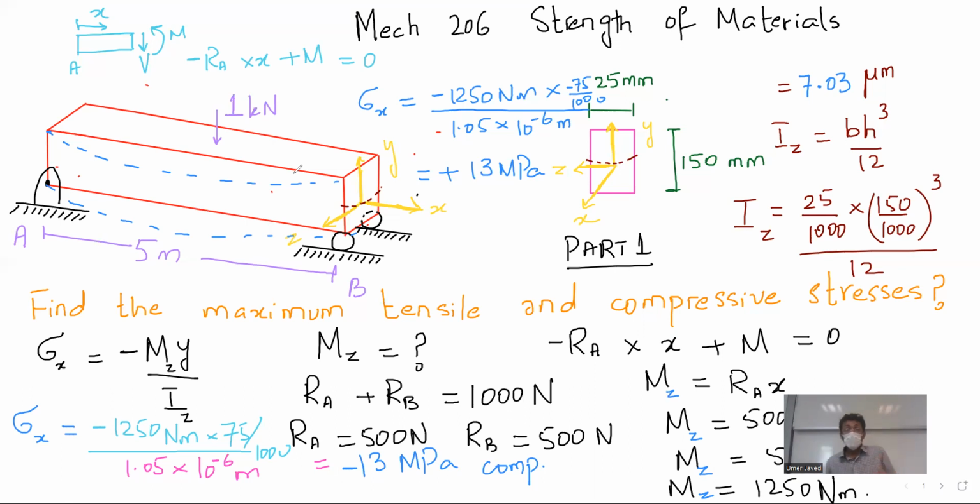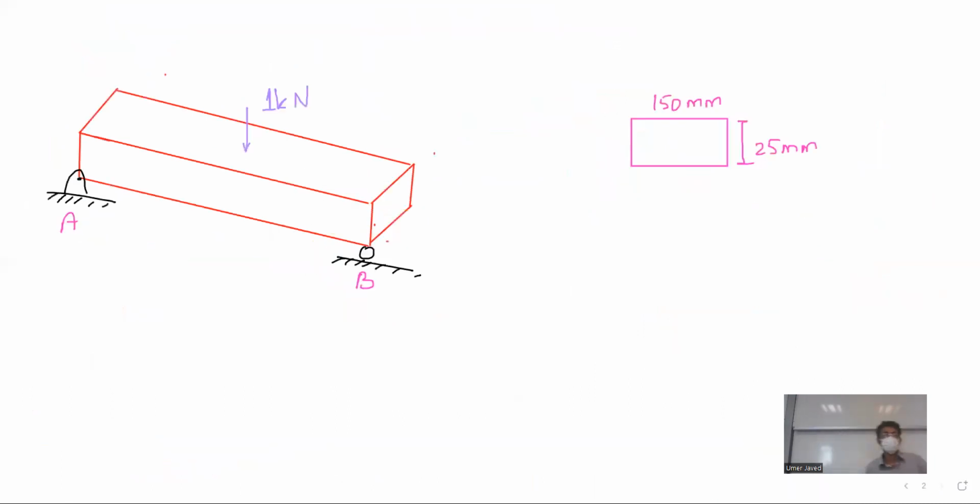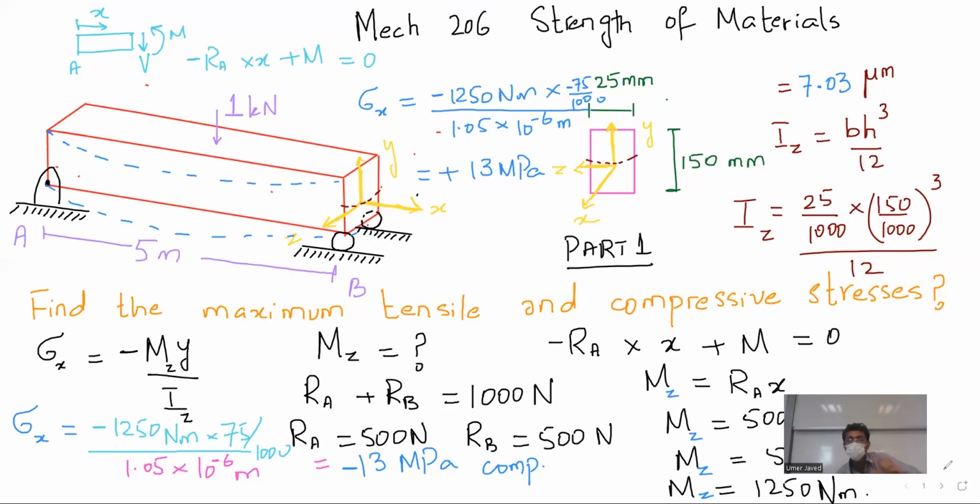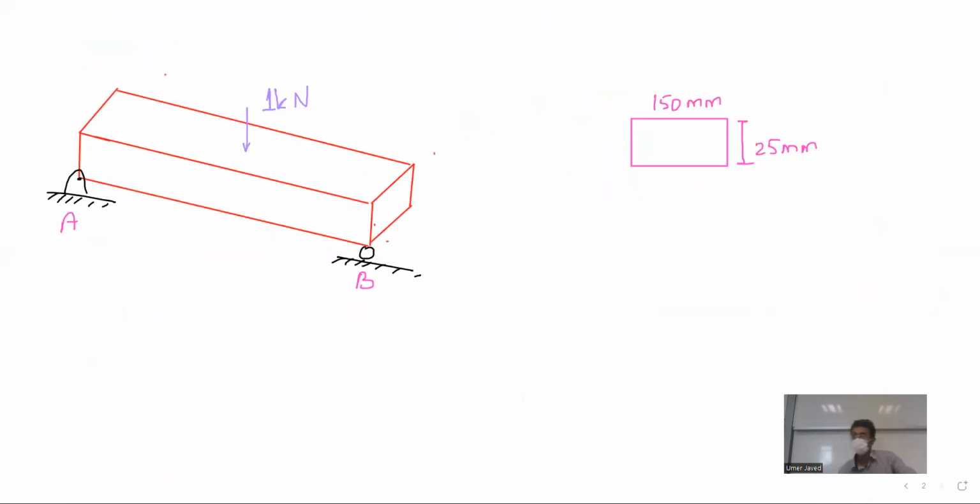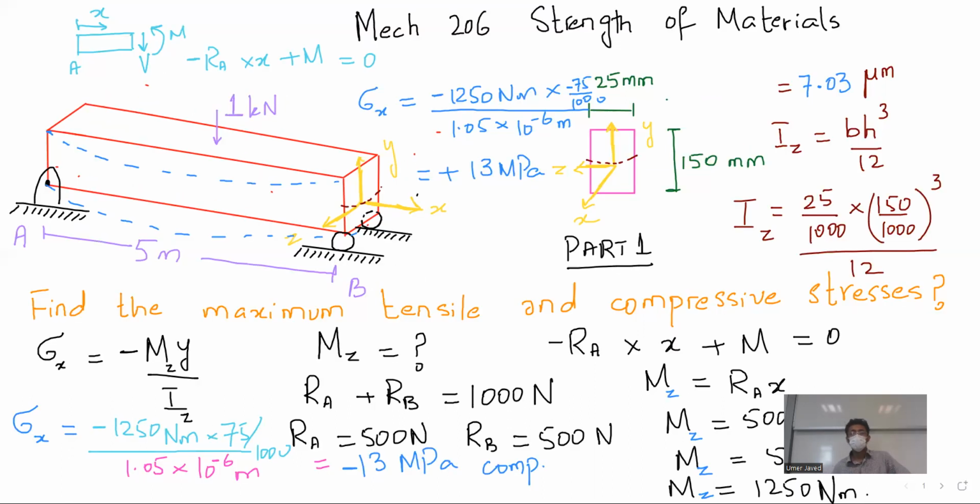Good. Should we do one more problem? Of course, not one more problem. Many problems. You do this problem yourself. Same problem. Only thing is that the beam was like this. Look at the rectangle. I just flipped it. Should I go back? Okay. Take a picture.